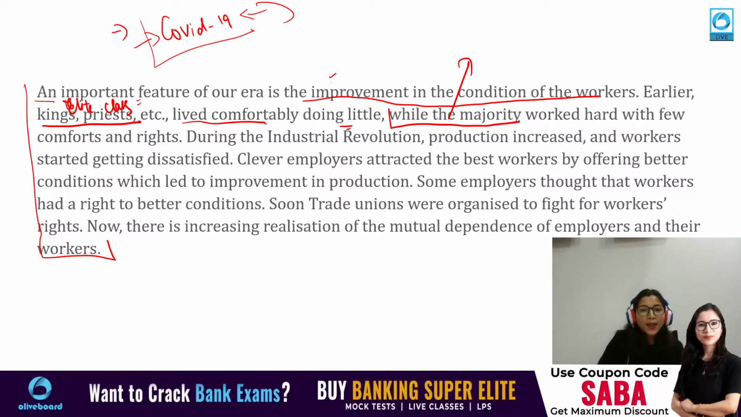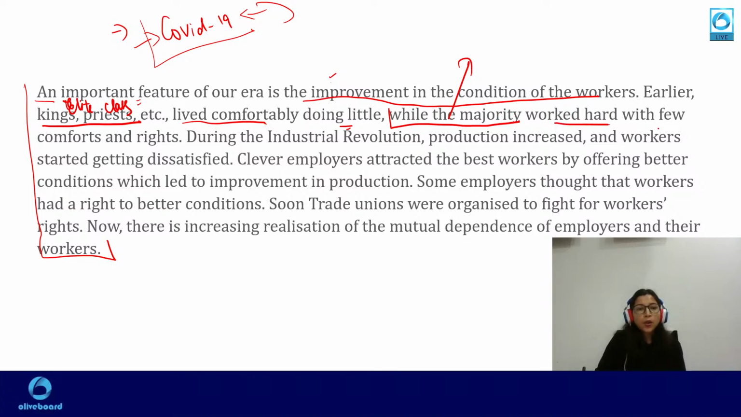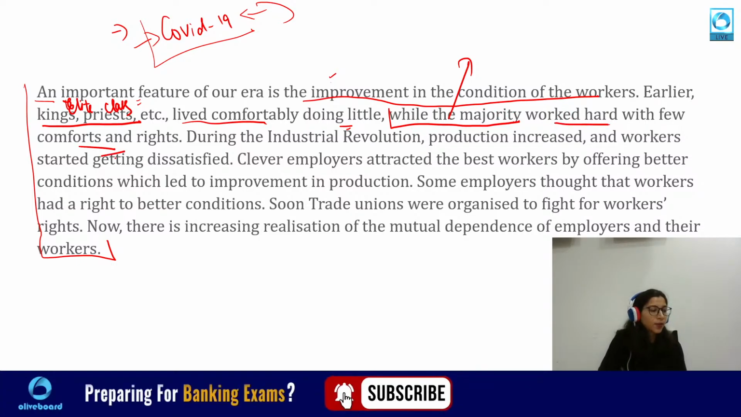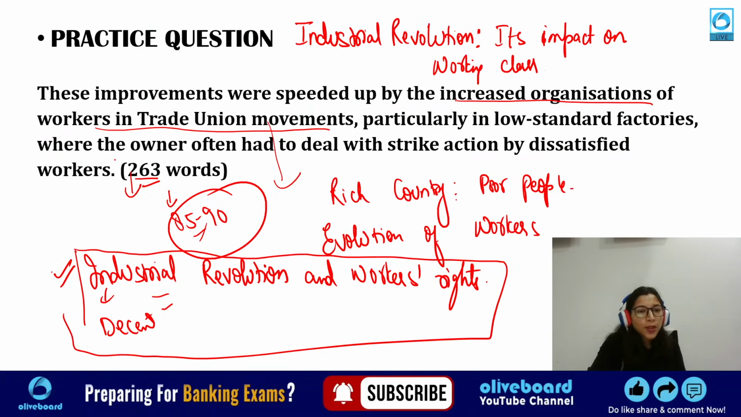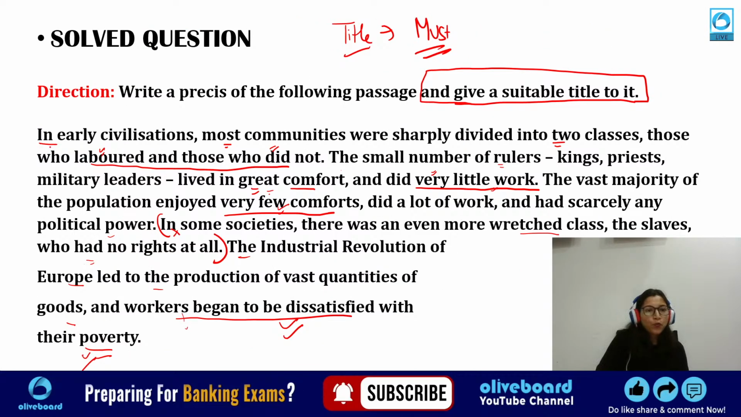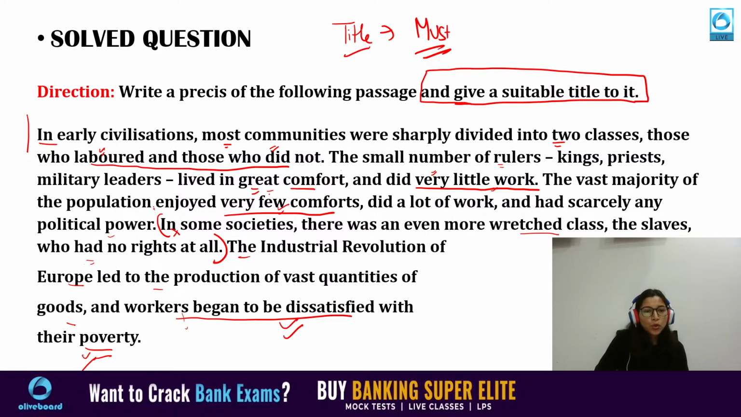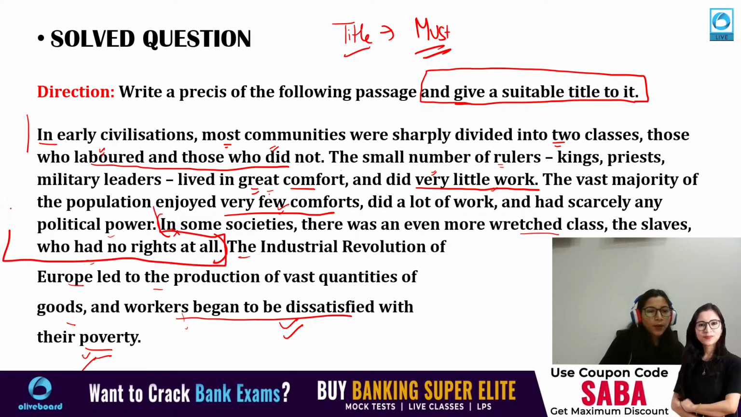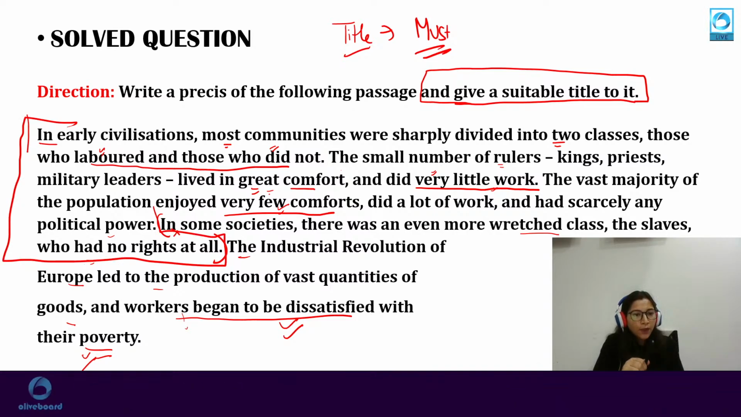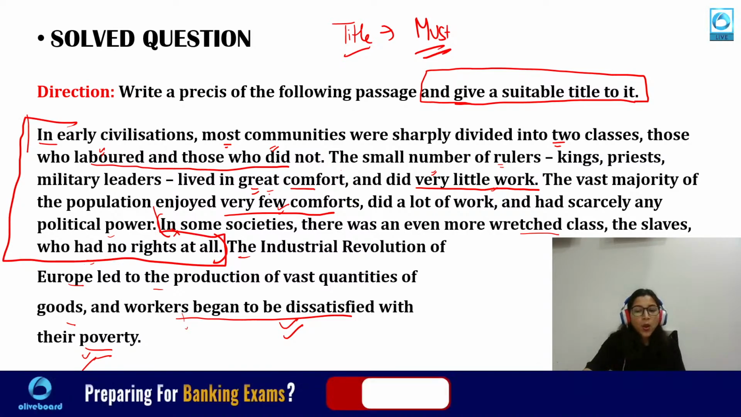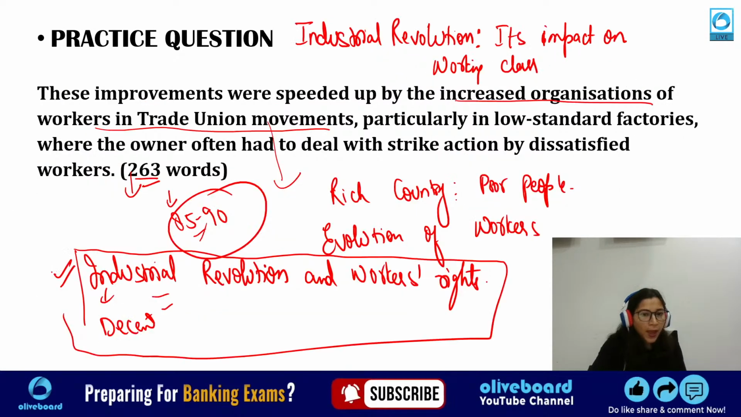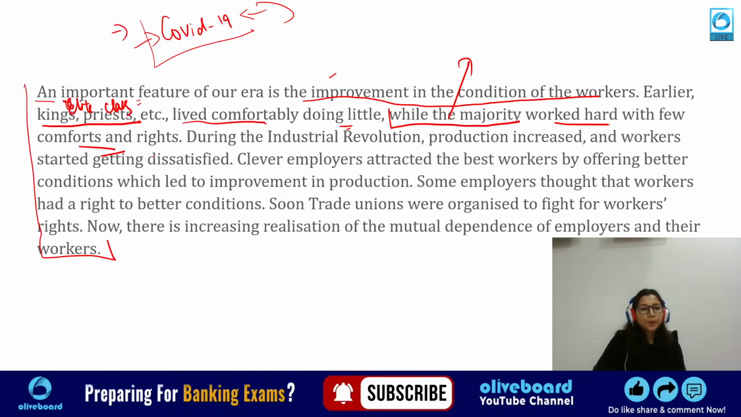Now listen. While the majority worked hard with few comforts and rights. Now see, all the starting lines you had, from here till here, you have summed up everything in those two sentences. The starting 5, 6, 7 lines that were given, all these points I have summed up here. Is it clear?